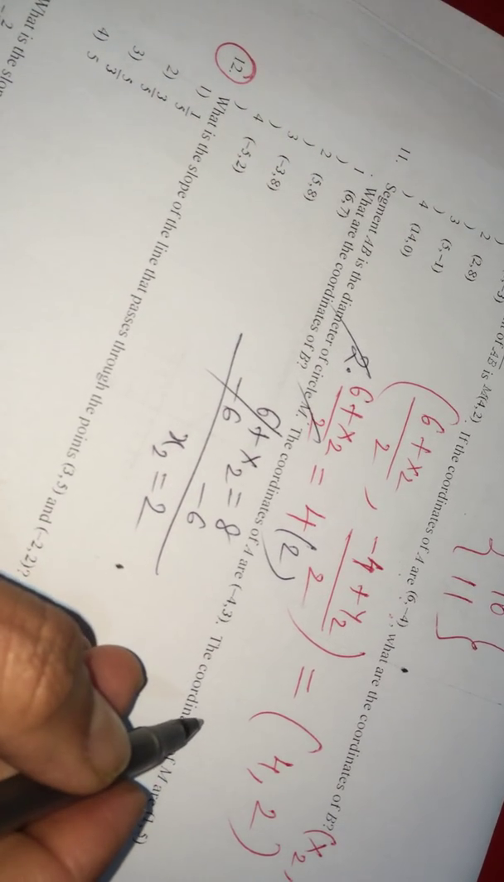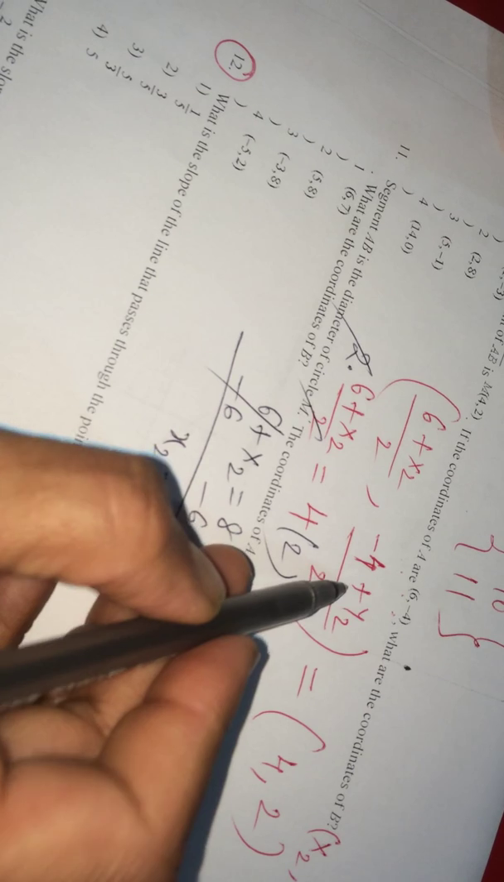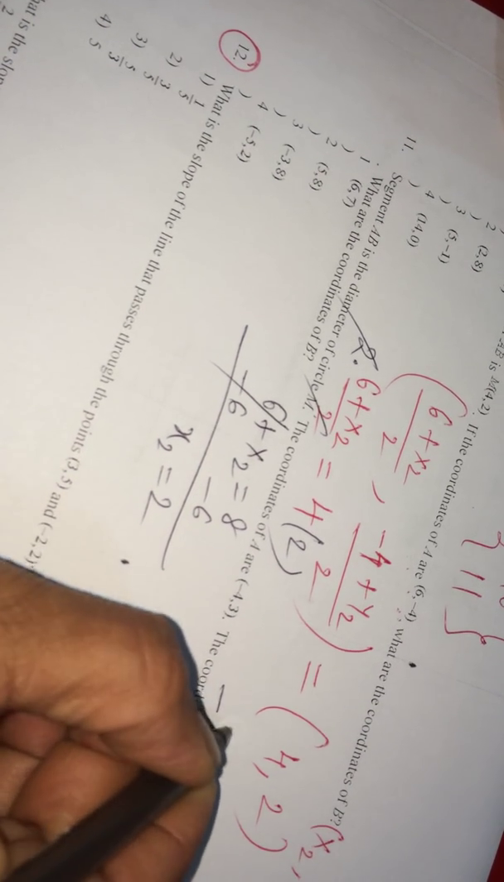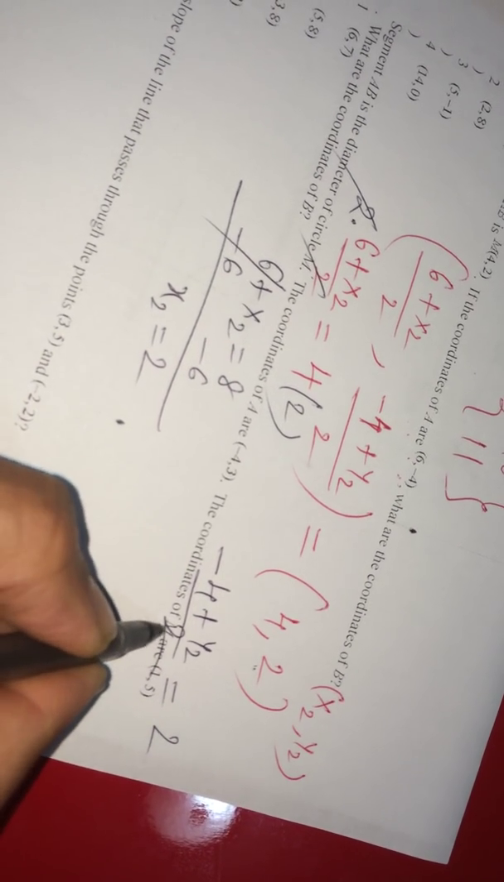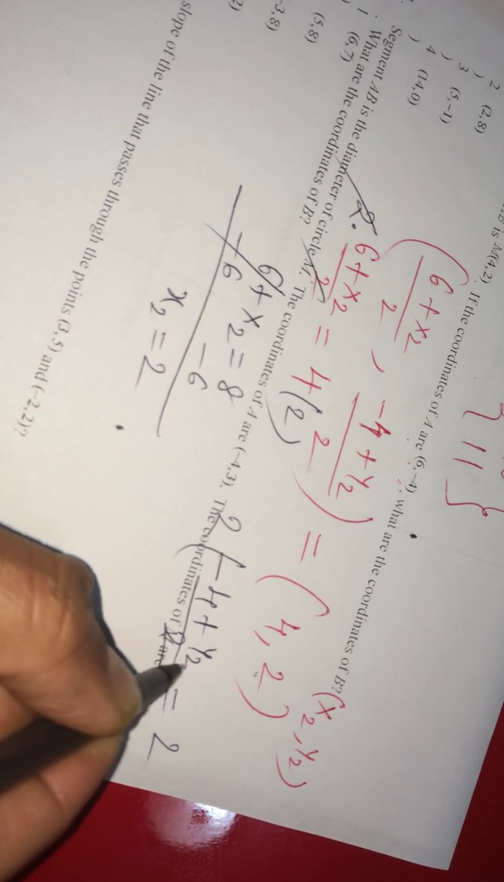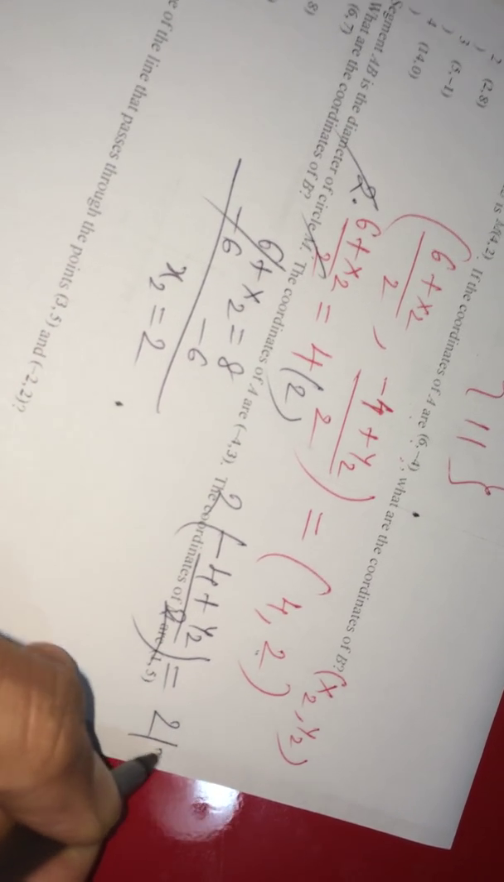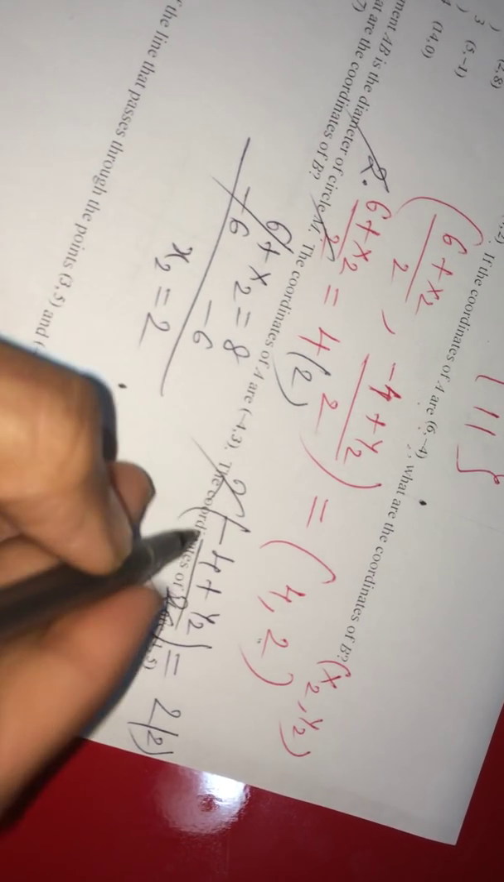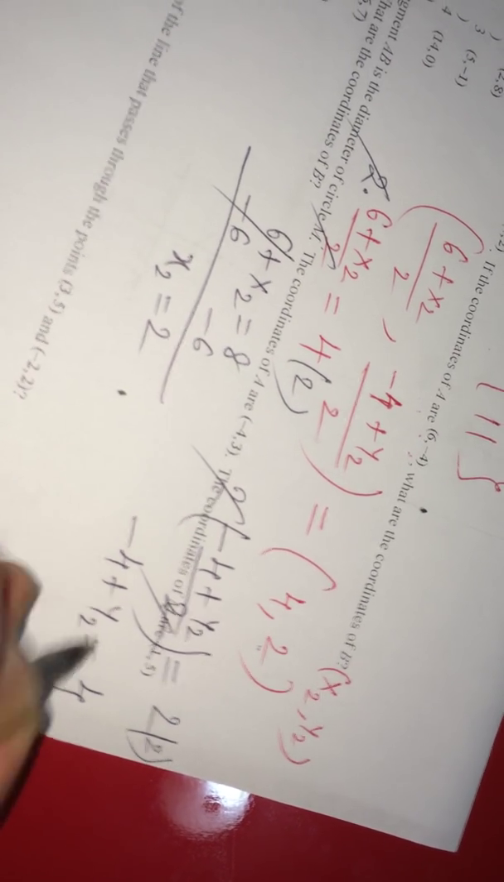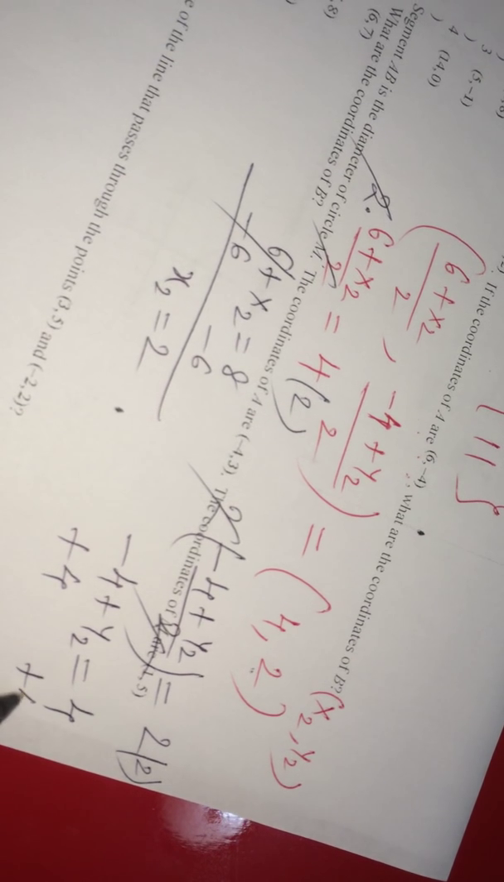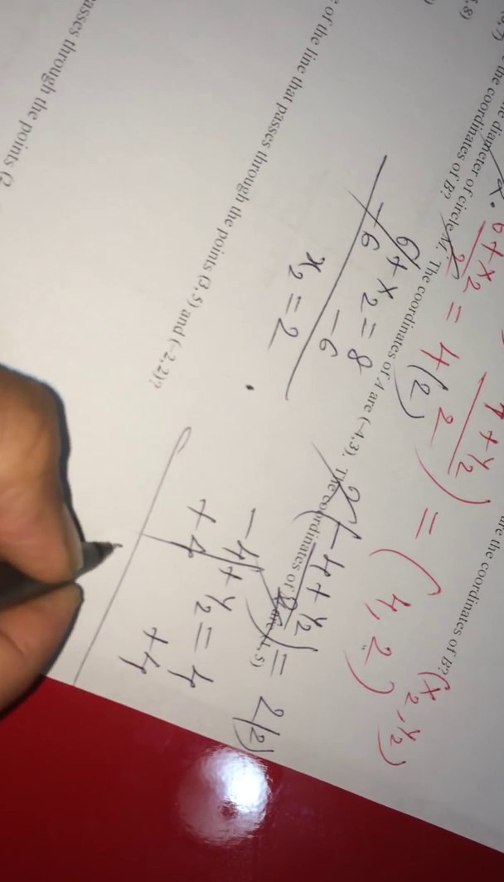In the same manner, for the y coordinate: negative 4 plus y2 over 2 is equal to 2, since the y coordinate is given as 2. I don't want this 2, so I am multiplying by 2 on the left side and also on the right side. This 2 and 2 will get cancelled. I get negative 4 plus y2 is equal to 4. I am adding 4 on both sides. Then I get y2 is equal to 8. So I got the coordinates as (2, 8).